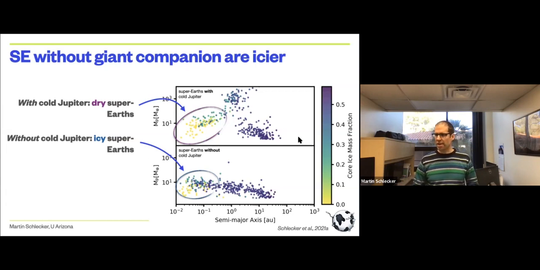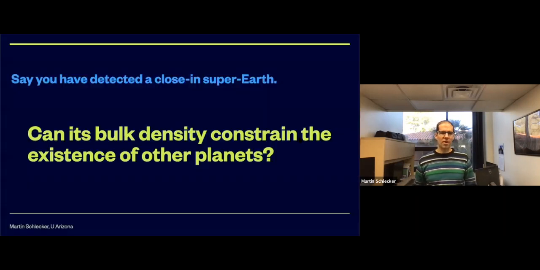And then, of course, you may ask, can we actually test this? Well, if you have different ice fractions, you do get different bulk densities. And so these planets should show up in different positions in the mass radius diagram. And so we can turn this argument around and say, if you detected a super Earth, can you use its position in the mass radius diagram to learn something about possible additional planets, to maybe predict if there should be a giant planet in the system or not?